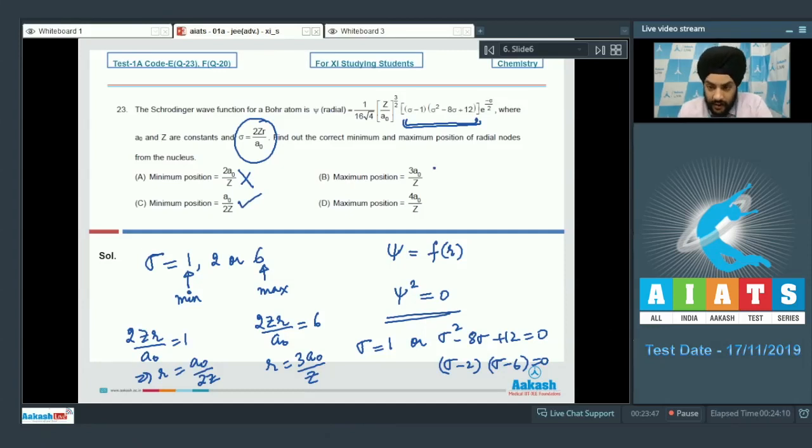If we talk about option B and option D now, we can clearly see that out of option B and option D, the correct option is option B, which says that the maximum position of the radial node is equal to 3A0 by Z, which we had calculated just now. So option B is correct and option D is not correct. So for question number 23, students, we have to mark the correct answer as option B and option C. Let us look at the next question now.